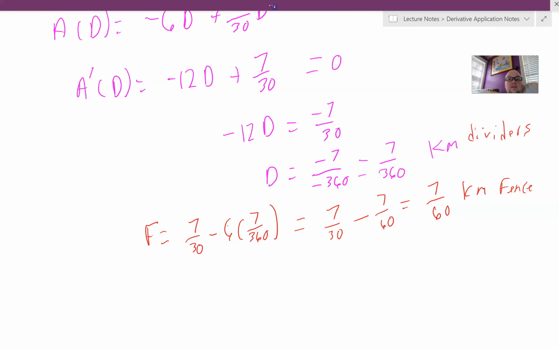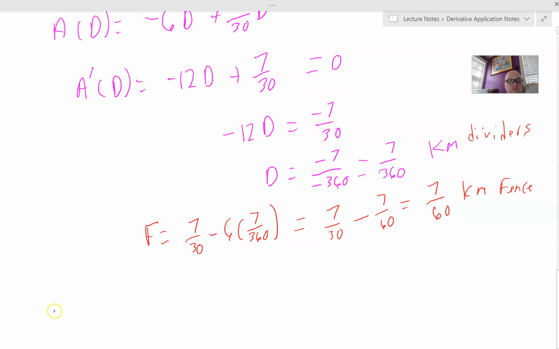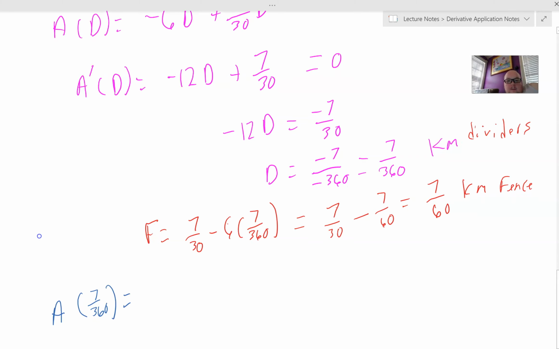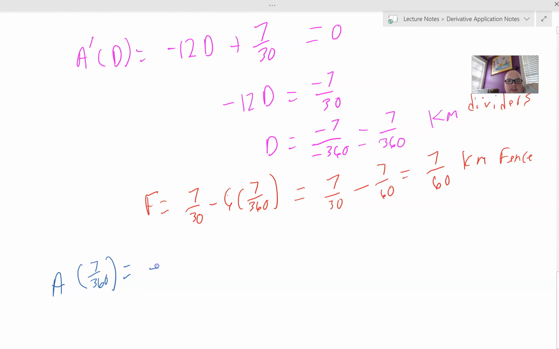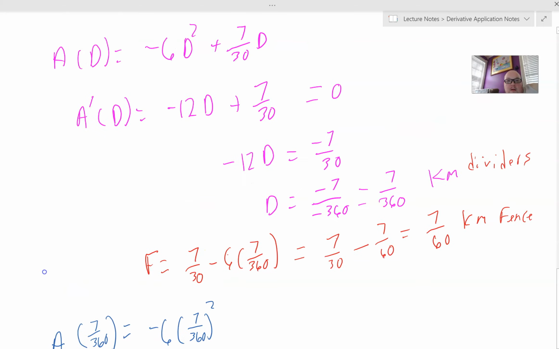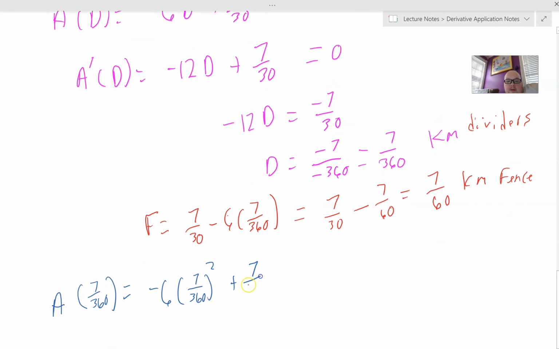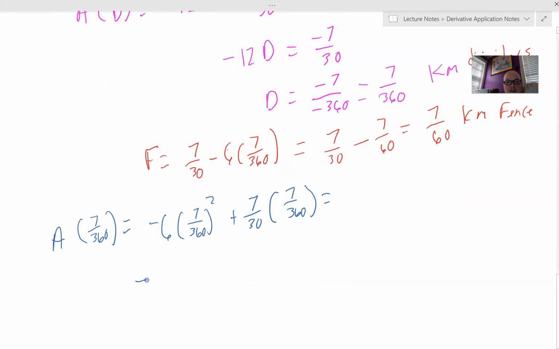Now we can find our area. Well, area we know is length times width, so we could do D times F, or we can plug it in, so we could do A of 7/360 equal negative 6 times 7/360 squared plus 7/30 times 7/360 equal. Alright, so just take your time calculating all this.